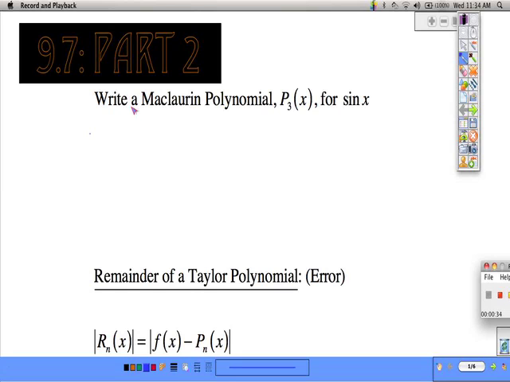You should have ended up with the third Maclaurin polynomial, centered at 0, being x minus x cubed over 3 factorial. The error of this polynomial should make sense: the absolute value of that error will be the difference between the actual function value and our polynomial's value, the absolute value of that.